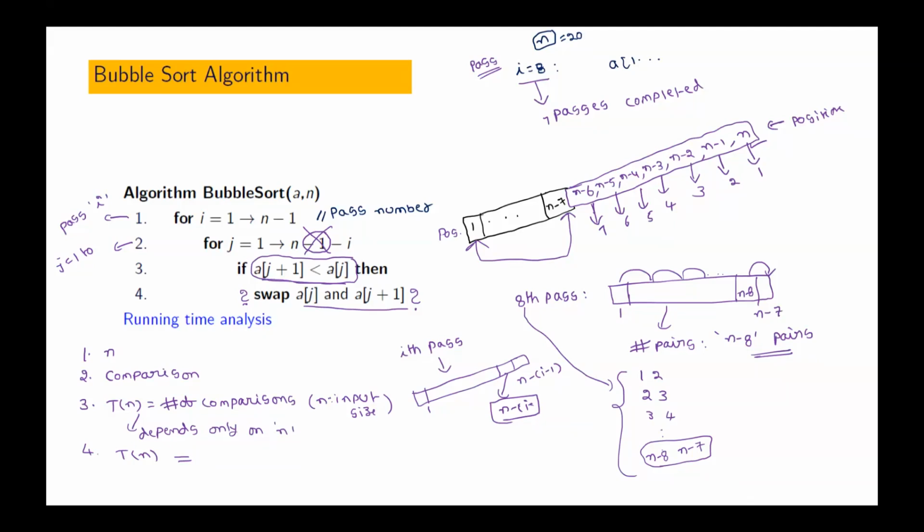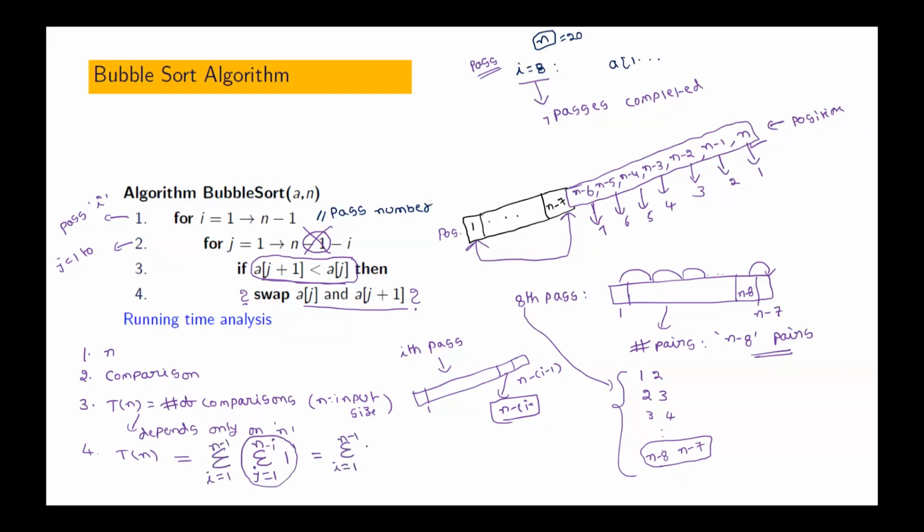So now tell me, what is the T of n value? This operation is performed for each value of j from 1 to n minus i, that is, n minus i times. This entire thing is performed for each value of i from 1 to n minus 1. Now what is this value?